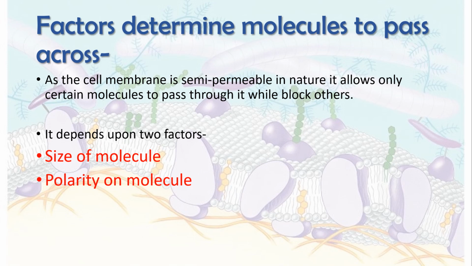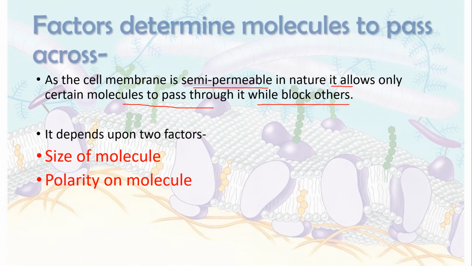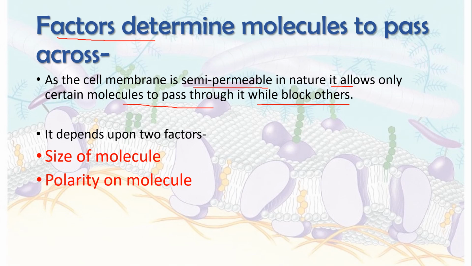So as we know, the cell membrane is semi-permeable in nature. It allows only certain molecules to pass through it while blocking others. So what kind of molecules can pass through it? It basically depends upon 2 factors. The factors that determine whether molecules pass across are, first, the size of the molecule, and second, the polarity or charge on the molecule.